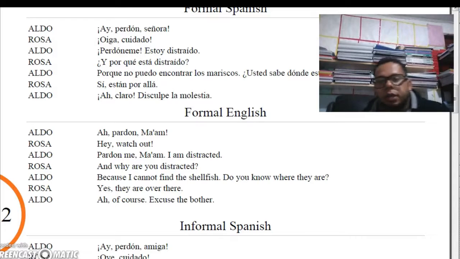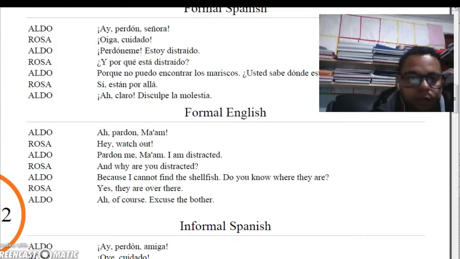This time we are going to read in Spanish first, and after reading in Spanish, we are going to translate some sentences that are written in Spanish or English. Let's start again.